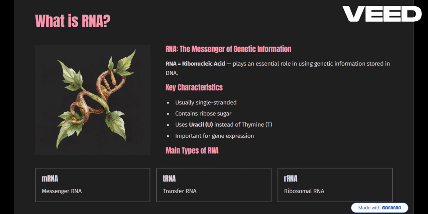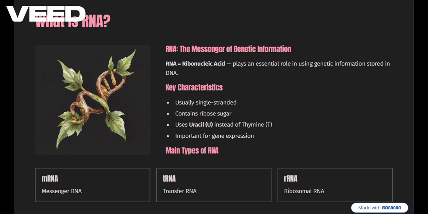tRNA helps bring amino acids during protein synthesis, and rRNA forms an important part of the ribosome and participates in protein synthesis. For our NGS course, mRNA will be especially important because RNA-seq is commonly used to study gene expression.